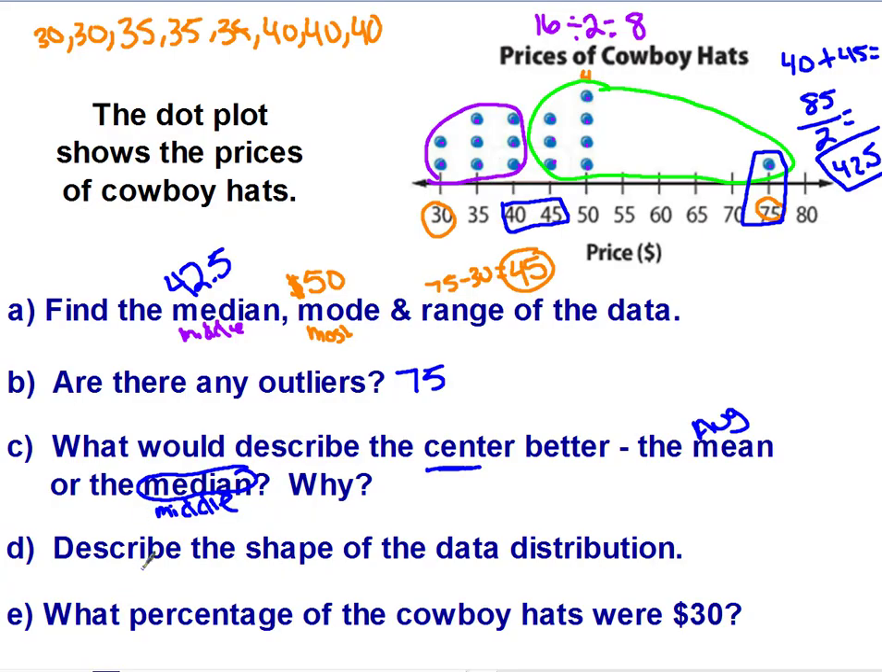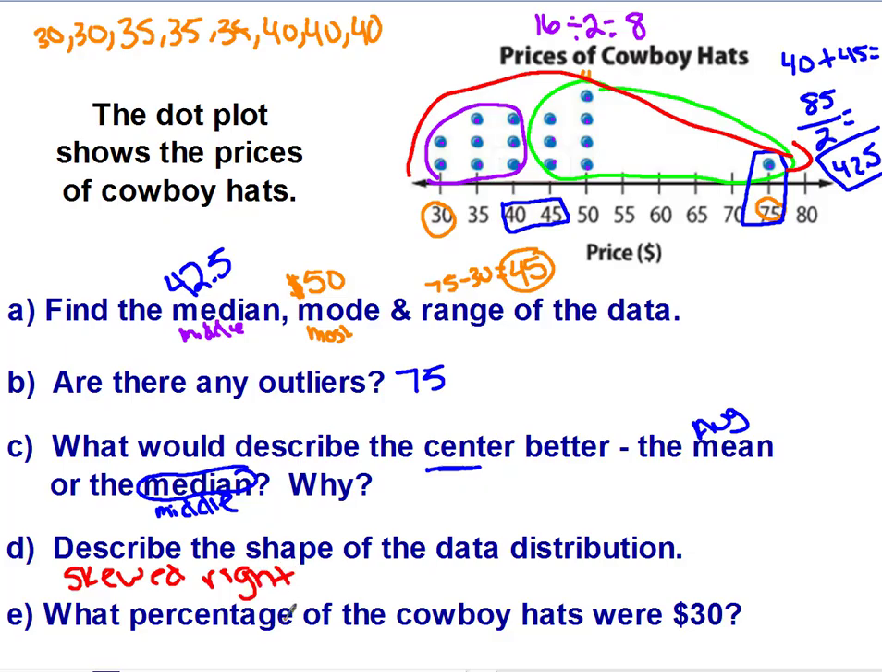D, describe the shape of the data. Well, again, I can outline my graph and clearly see that my tail falls to the right, so this would be skewed right.